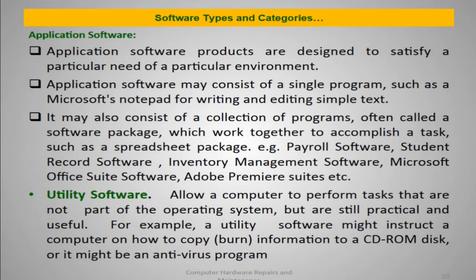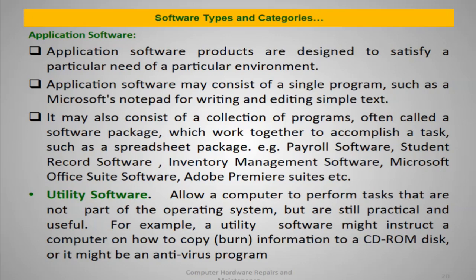Let's really go on. Application software. Now, application software products are designed to satisfy a particular need of a particular environment. Application software may consist of a single program such as Microsoft Notepad for writing and for editing text. What you need to understand is that application software are for the end users. Anything that has to do with the end user, it's a utility. So it provides utility to the end user, like your Notepad, your PowerPoint, your VLC for watching movies, and a lot of them. So those are application software.